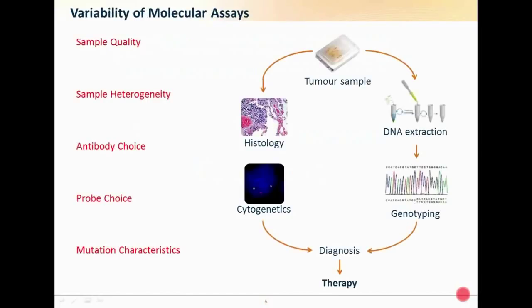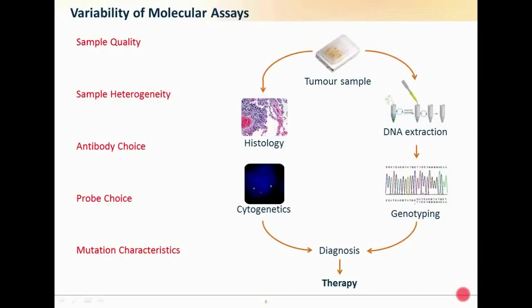Now, when you go through the workflow, I've got a very simple schematic here where you have the tumor sample. It may go off to histology, it may go off for cytogenetics analysis, it may go down to genotyping, and then you have diagnosis. So at each of these steps, there's the opportunity for variability to creep in. You've got sample quality, sample heterogeneity. When you've got the tumor, does the boundary of the tumor show the same characteristics as, say, the center of the tumor? Does it vary throughout the tumor when you're looking at IHC slides or FISH slides?